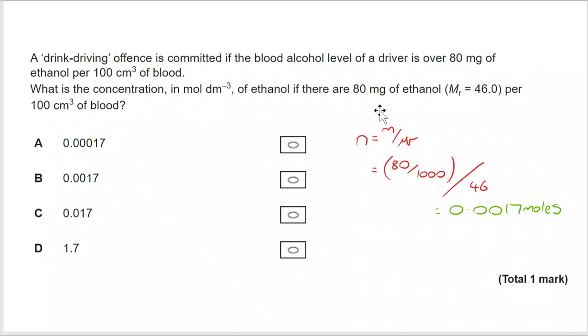Divided by 1,000, because this is milligrams, and we do our mole calculations with mass in grams.